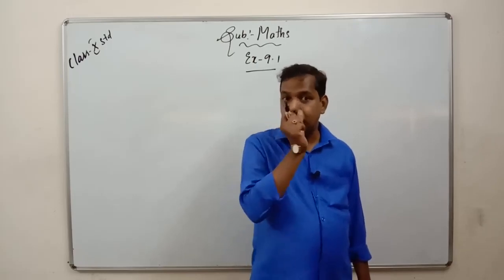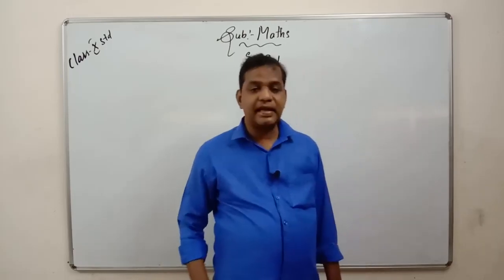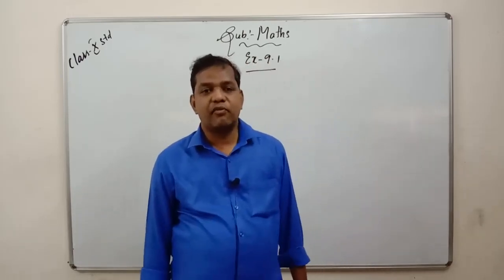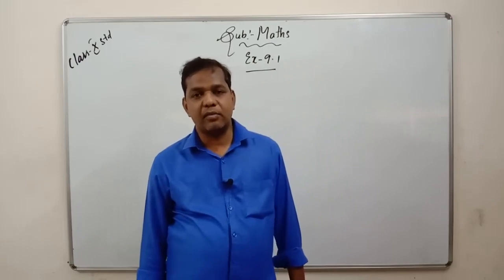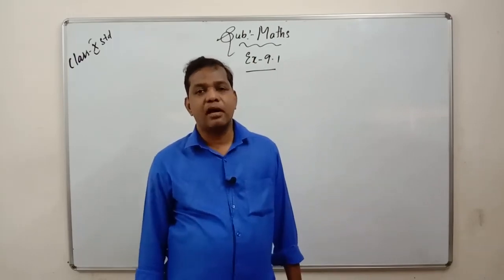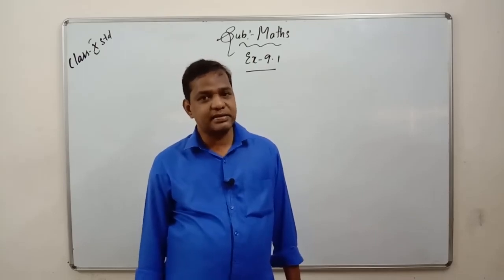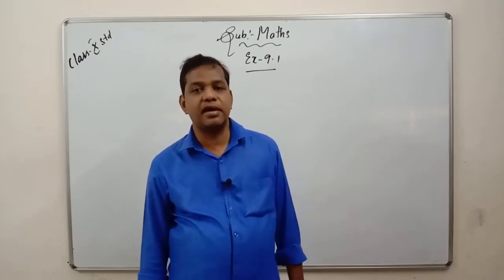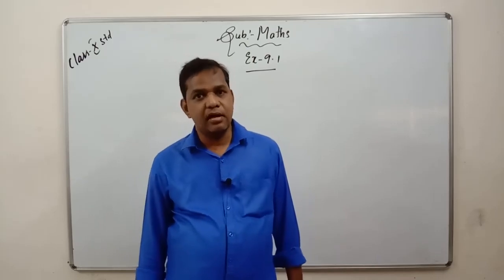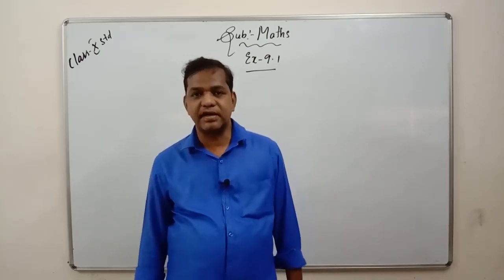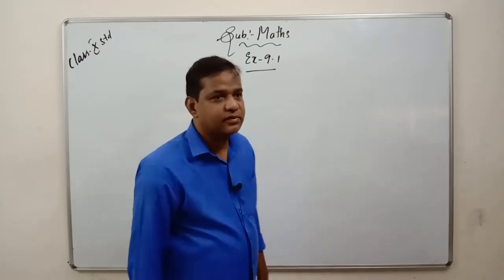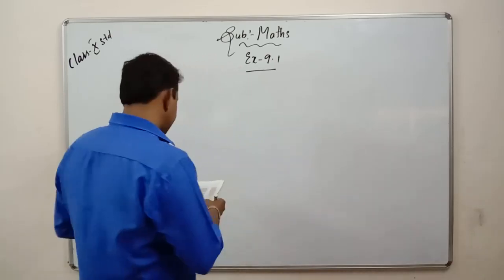I told you, when the parabola or the line intersects the x-axis, only that point is called the zero of the polynomial. Don't go for the y-axis, only consider the x-axis. He has given some figures and asked you to find. So let us see what the first one is.